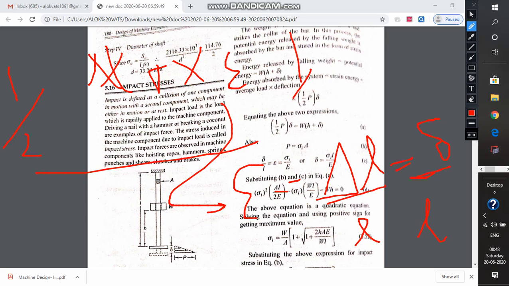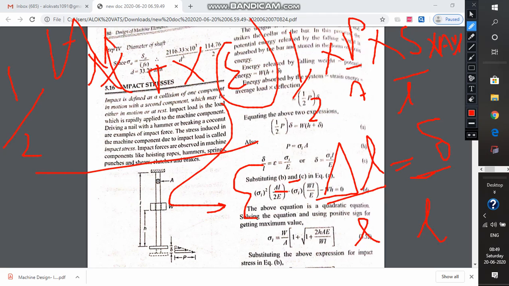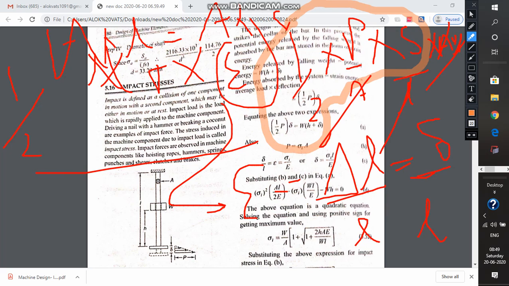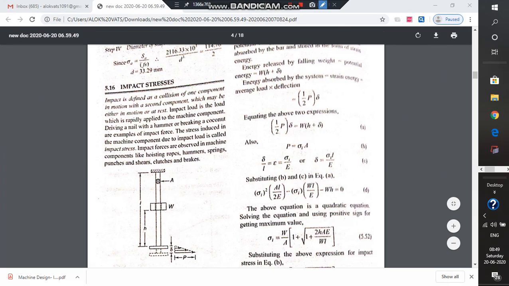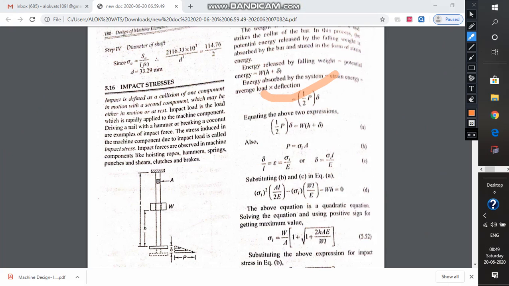So when there were the constituents like half into P by area for the stress into strain, strain is delta by L, and volume was nothing but area into L. It was not delta at that point. Volume is area into L and not area into delta. So this area and this area get cancelled, this length and this length also get cancelled. We are left with only half P delta. In this way, this formula has come from the very basic formula.